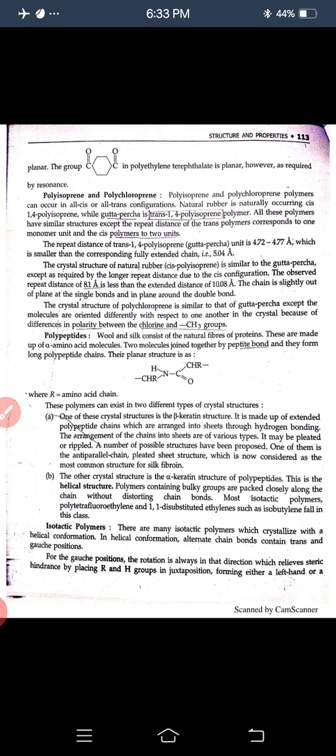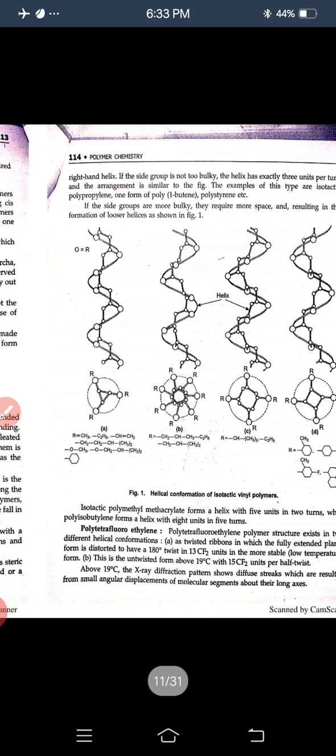In helical conformation, alternate chain bonds are trans and gauche. For the gauche position, the rotation is always in the direction which relieves steric hindrance by packing the R or S group in juxtaposition, forming either a left-hand or a right-hand helix. If the side group is not too bulky, the helix has exactly 3 units per turn and the arrangement is similar to the figure. Examples of this type are isotactic polypropylene, polystyrene, etc.